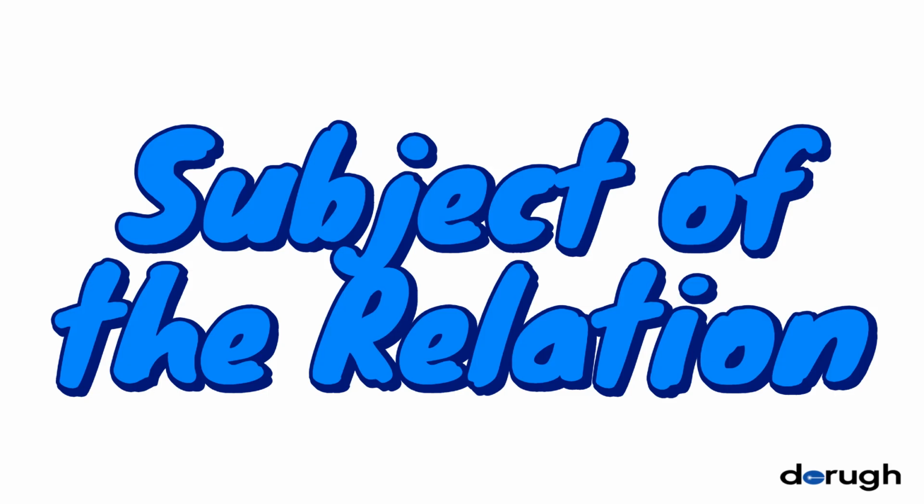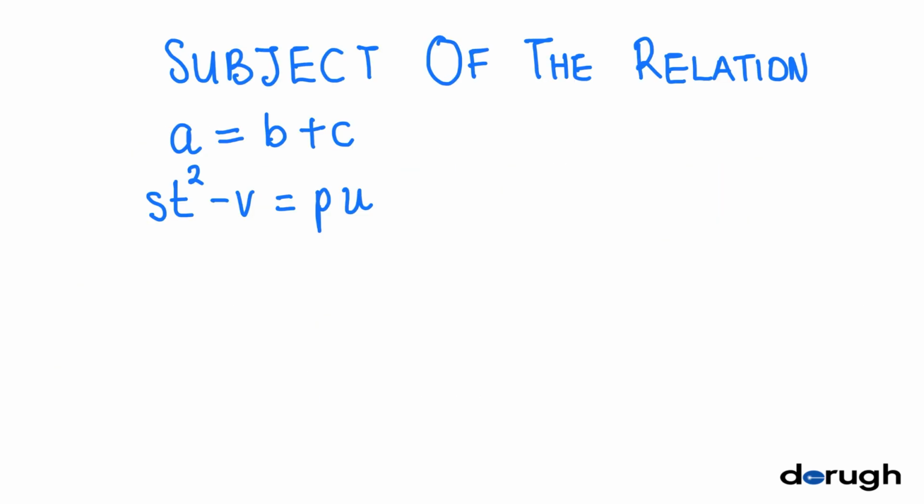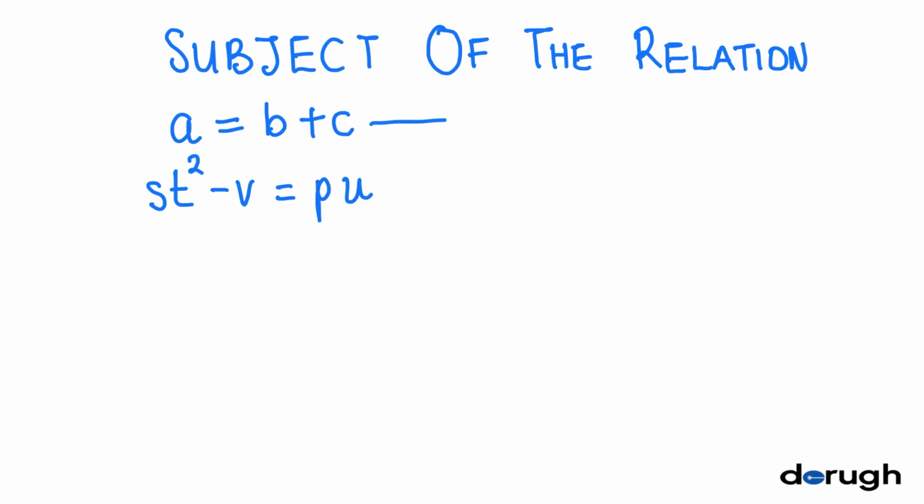We will be looking at subject of the relation, or subject of the formula, today. When we're talking about subject of the formula or subject of the relation, it simply means the one expression that's on one side of the equal to sign alone. So in equation 1 here, A is the subject of the formula right now because A is alone and then we have B plus C on the other side. So we have A equals B plus C.